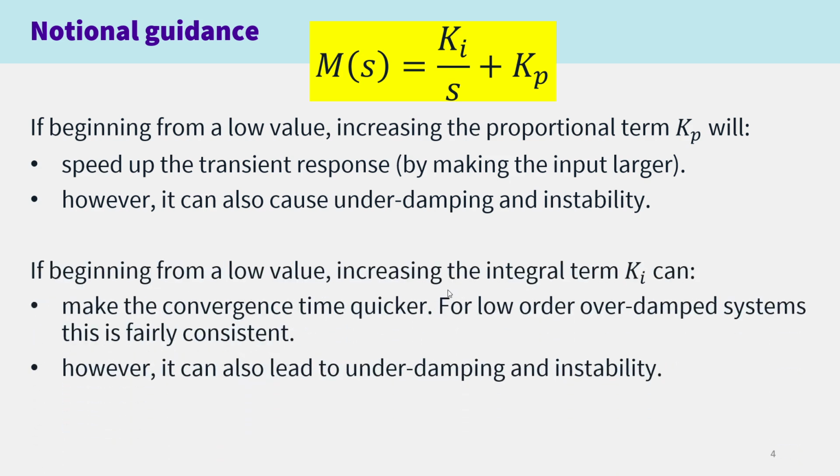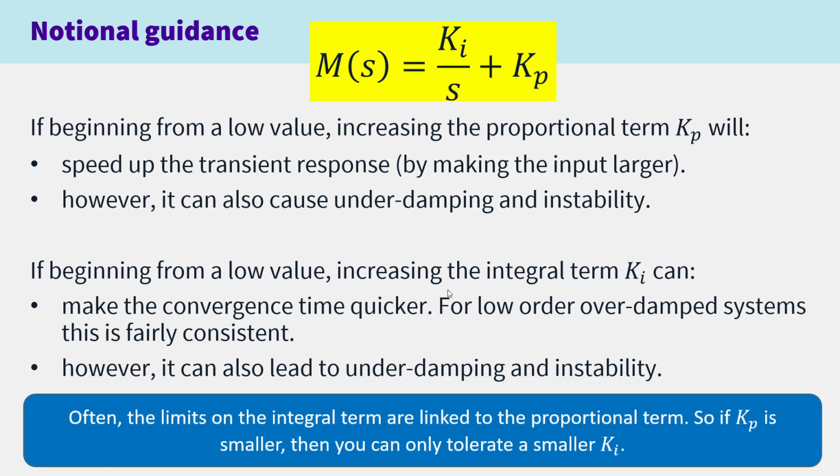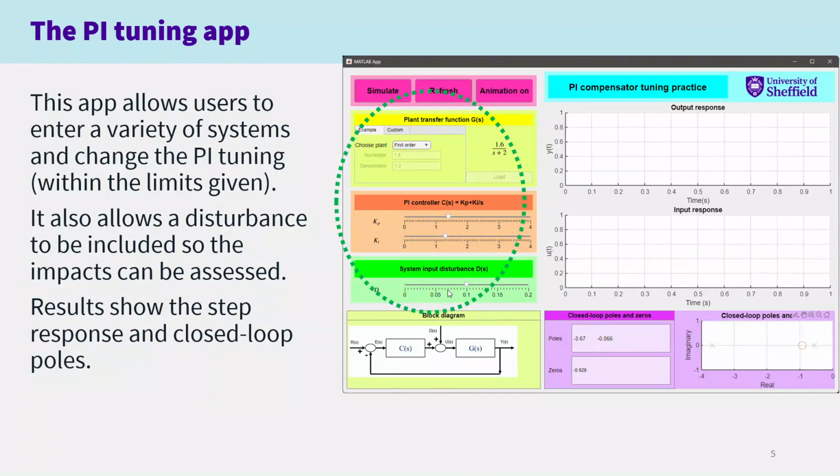Similarly, if you're beginning from a low value, increasing the integral term Ki can make the convergence time quicker. For low-order overdamped systems, this observation is fairly consistent. However, it can also lead to underdamping and instability, especially if the values are too high. And we should also note that the limits on the integral term are often linked to the choice of the proportional term. So if Kp is smaller, then you may only be able to tolerate a smaller Ki before you get underdamping.